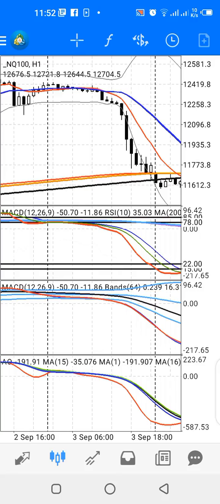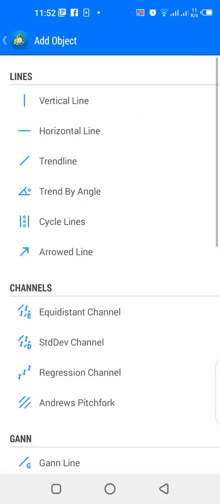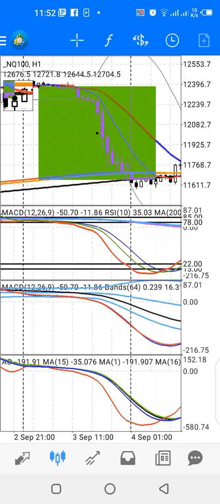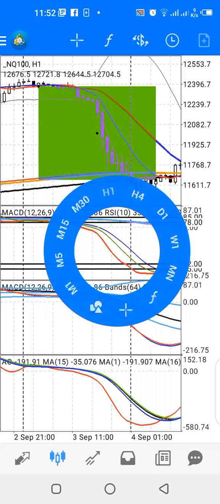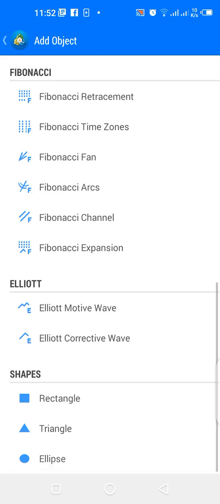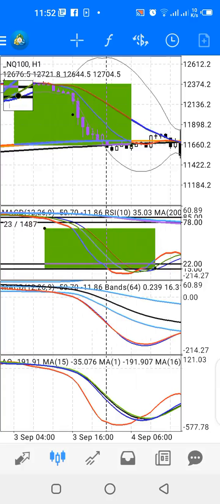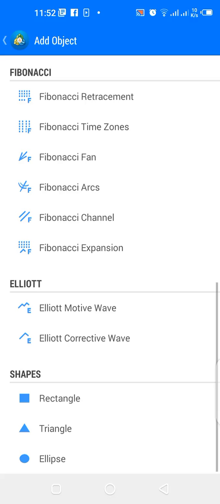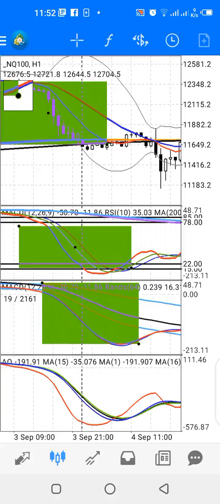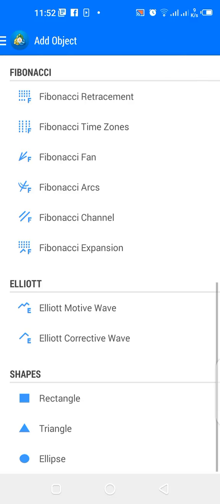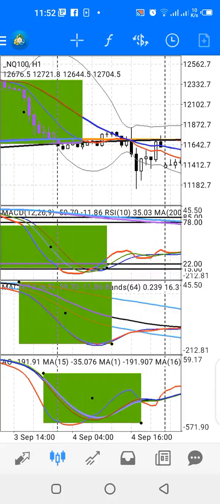I have the main window. This is my main window. I have indicator window 1. I have indicator window 2. And I have indicator window 3.